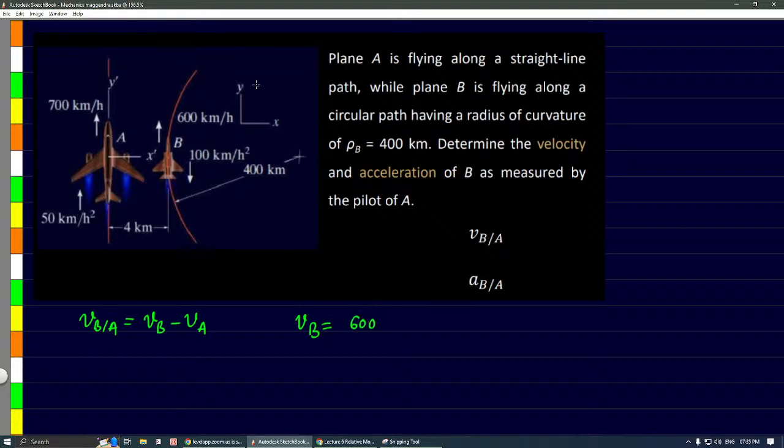In which direction? Along the y direction. 4 kilometers is the gap. Will it have any velocity in the x direction as well? At this instant, when it is moving parallel to the y axis, all the velocity will be in the forward direction. But if it is moving to this point, then it will have both x and y components, right?